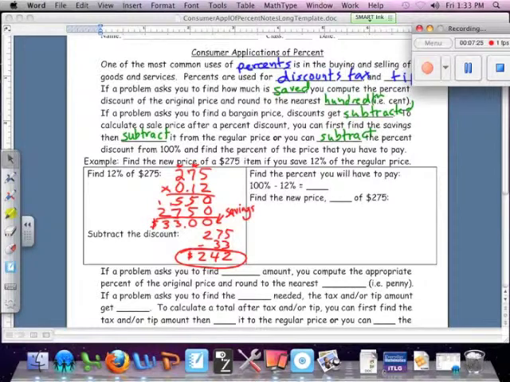If they ask me for the total, this is a 12% savings. So the item used to cost me the full 100%, but instead I'm getting 12% off. So what percentage do I have to pay? What percent of the cost? 88%. So we're going to instead find 88% of the $275. So go ahead and do that computation.